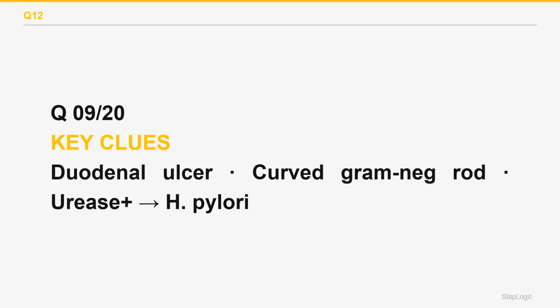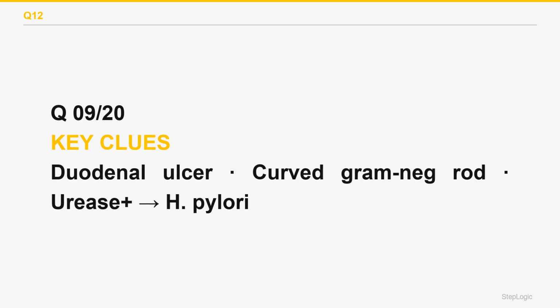Helicobacter pylori is a curved gram-negative rod that colonizes the gastric mucosa. It survives the acidic stomach by producing urease, an enzyme that splits urea into ammonia and carbon dioxide. The ammonia neutralizes the surrounding gastric acid, creating a protective alkaline microenvironment around the bacterium. This urease activity is also the basis of the urea breath test and the rapid urease test used for diagnosis.